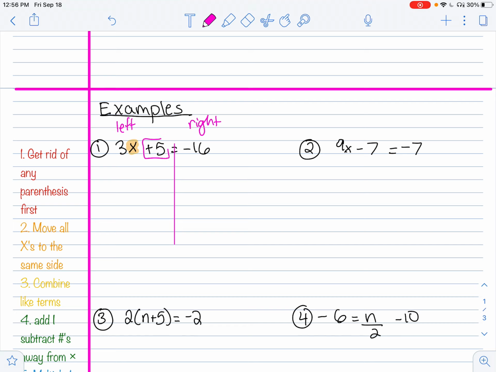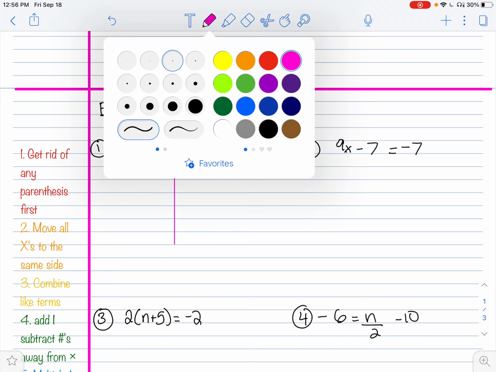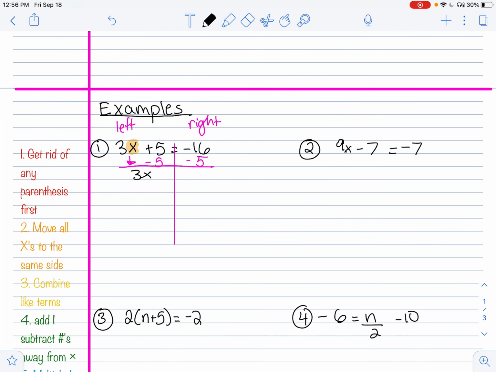So this 5 is what I want to move first because we want to, again, add or subtract numbers away first. So in order to get rid of that plus 5, I need to subtract 5 on both sides. In doing so, I haven't touched my 3x, so I just bring that down to the next line. My 5's cancel each other out, and then I have negative 16 minus 5. We have two negatives here, so I take the sign and I add the numbers. 16 plus 5 gives me 21.